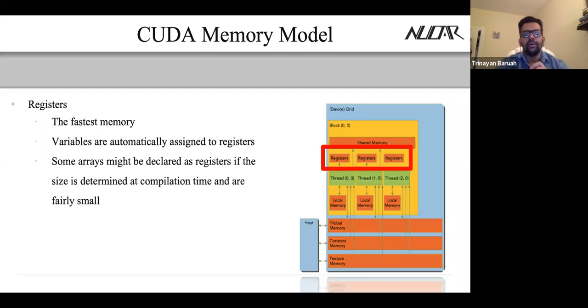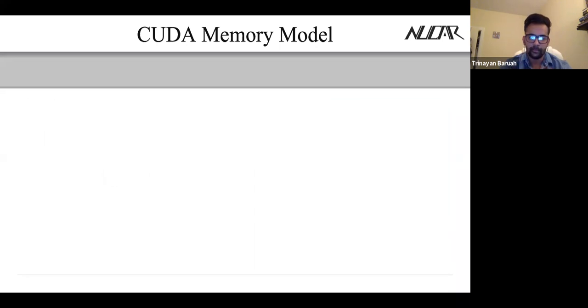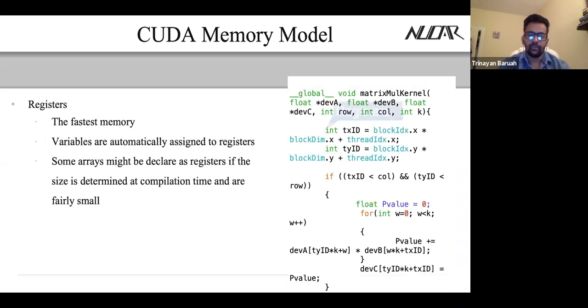You can also have some arrays which can be declared as registers. That would only happen if the compiler, when you use NVCC or whatever compiler it is, thinks that the array is small and it can fit in the registers, then it will be allocated there. This is a private register that you declare inside the kernel, and most of the time the array sizes are large, so this does not happen that frequently. If we look here, the thread ID, TX ID, TY ID, all these variables would be stored in registers. And some arrays might be declared as registers if their size is very small, and this would happen at compilation time.